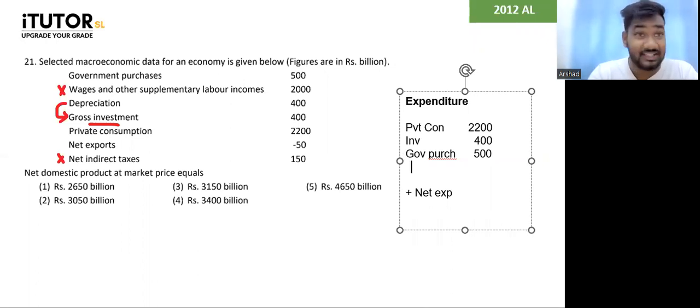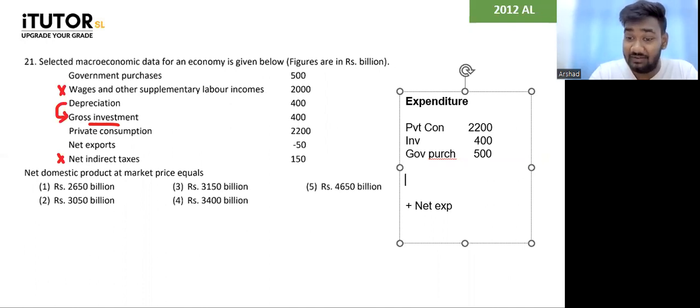Not the answer, I mean, what is it called? Private consumption plus investment plus government purchase. This is called gross domestic expenditure. This is not GDP. How much is that? 2,200 plus 500 plus 400, that's 3,100. To this, if you add net exports, how much is that? That's a minus 50. Yes, just because net exports is a negative figure, you don't change the equation, right?